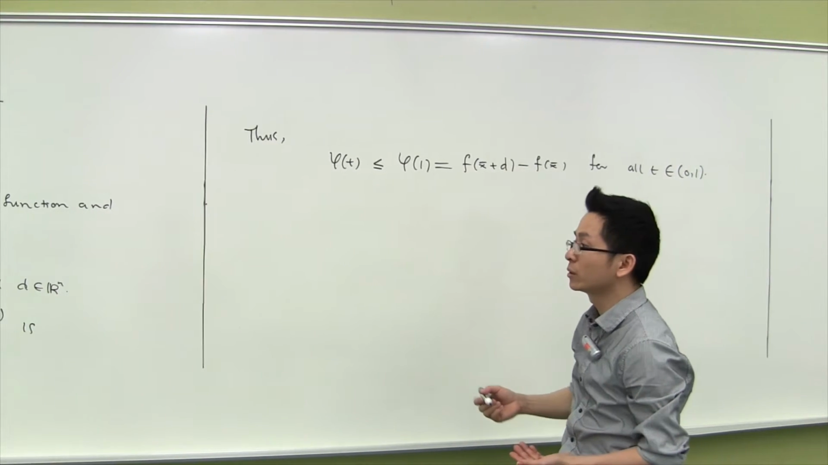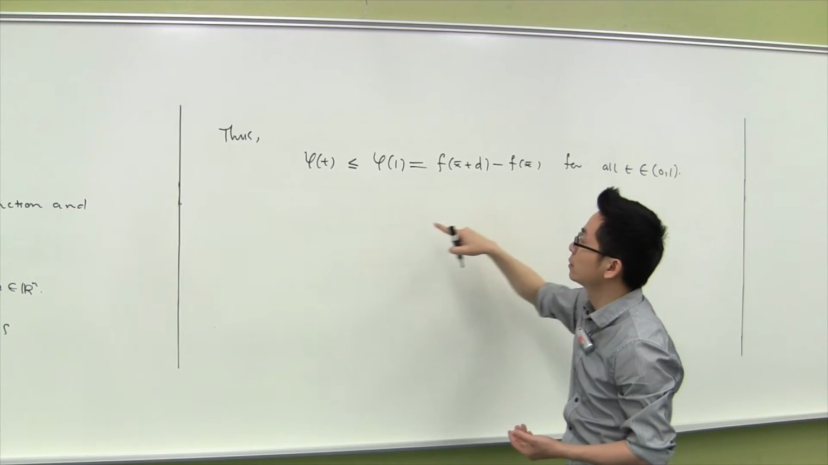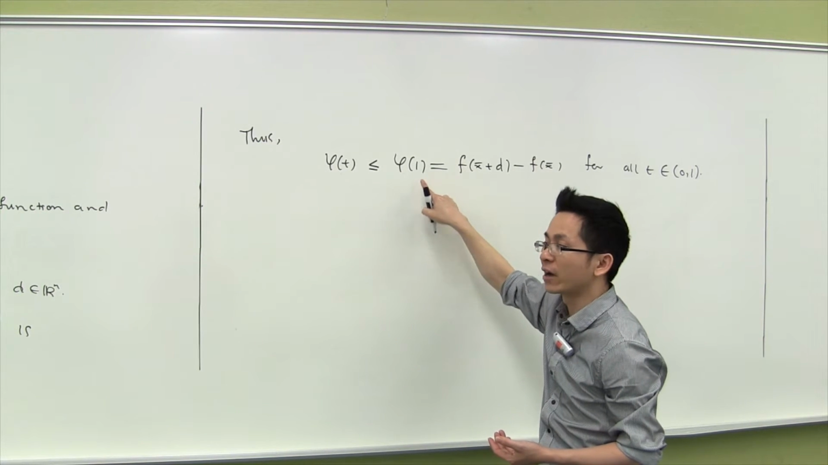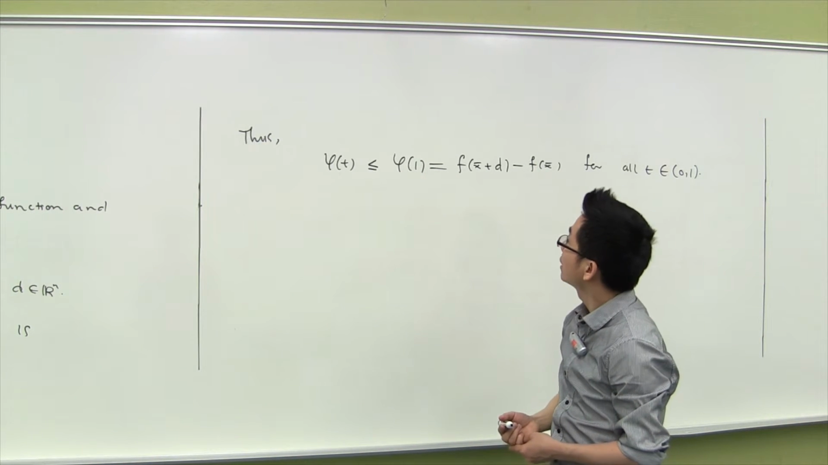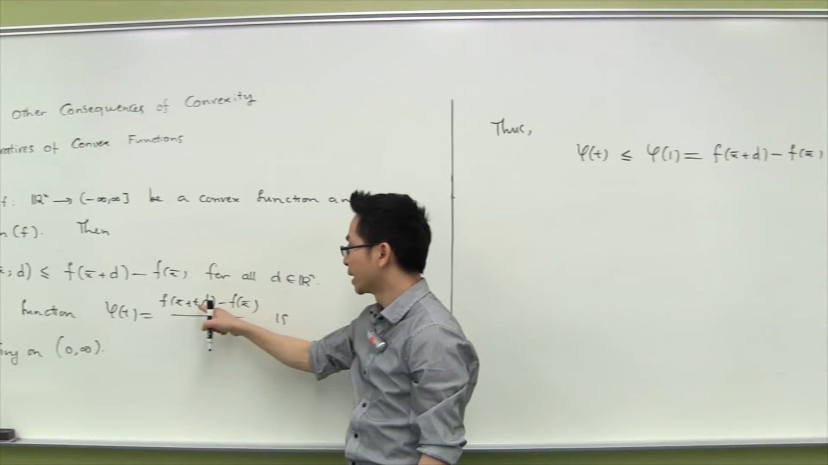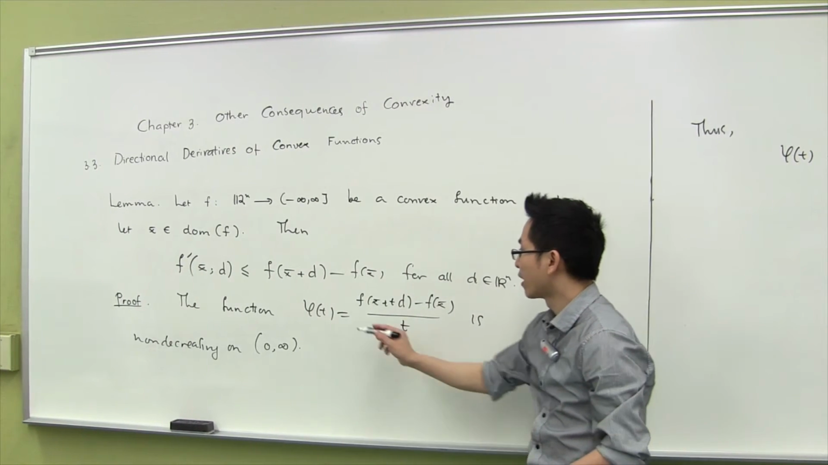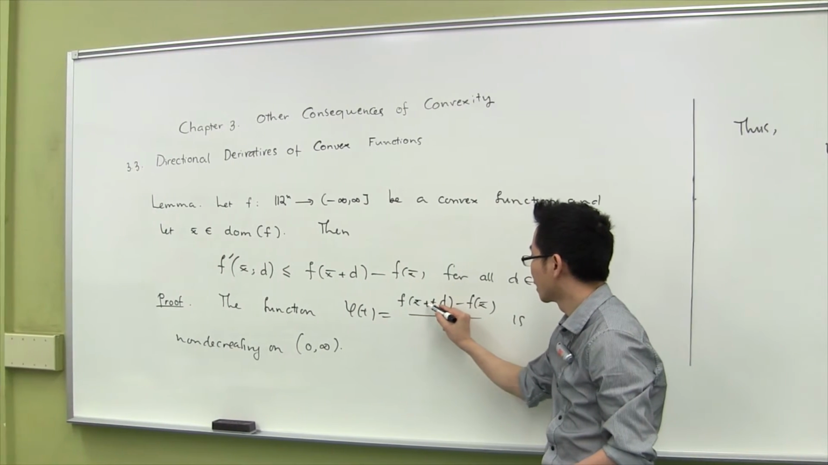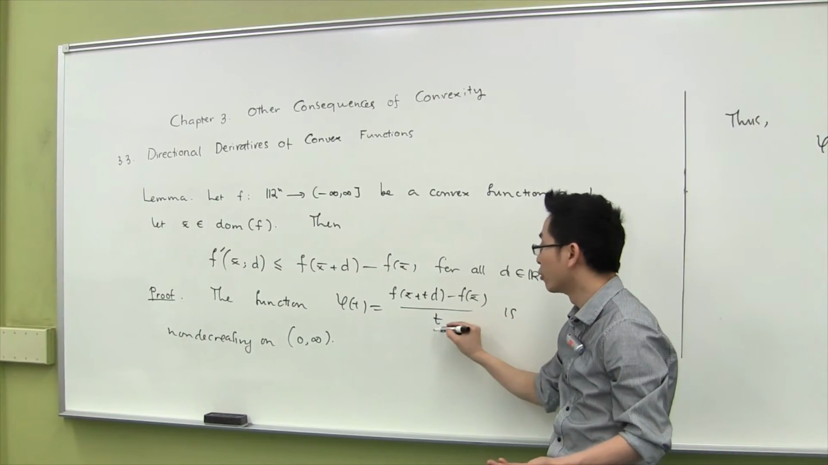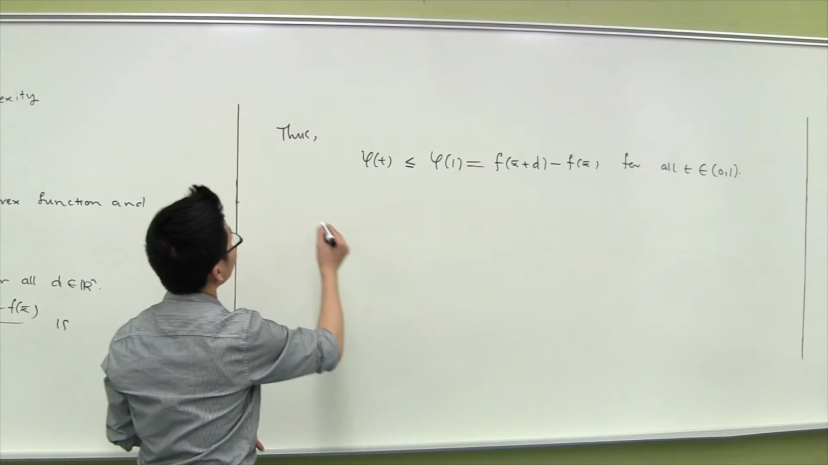It is very simple, because t is less than 1, so phi(t) is less than or equal to phi(1), as phi is non-decreasing. And what is phi(1)? For phi(1), we only need to replace t by 1 in this representation. So phi(1) is equal to f(x bar) plus 1 times d, so it's just d, minus f(x bar) over 1. And so we obtain this, okay, by the definition.